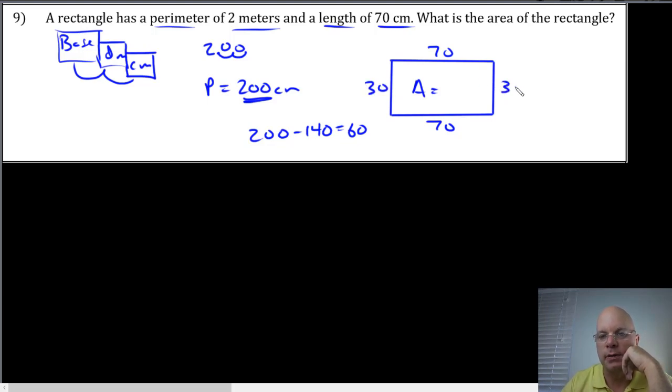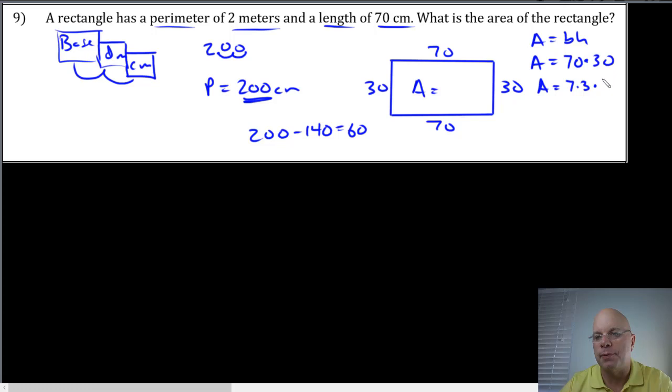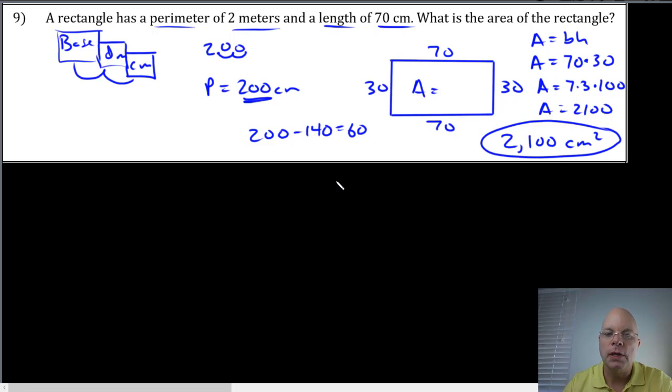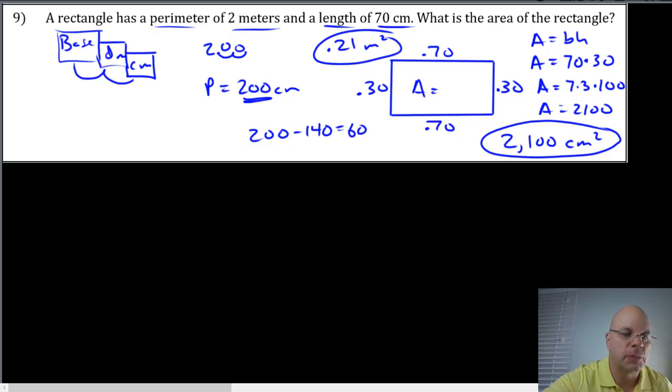So if this is 30 and this is 30, then you can see if you add this base and this height, you have 100, and then you have the other 100 here. So these must be 30. So the area will be base times height, or 70 times 30. 70 multiplied by 30, you could just think of it as 7 multiplied by 3 multiplied by 10 multiplied by 10, which is just 100. So 2100 centimeters squared. If you did everything in terms of meters, you would get an area of 0.21 meters squared, or 21/100 meters squared.